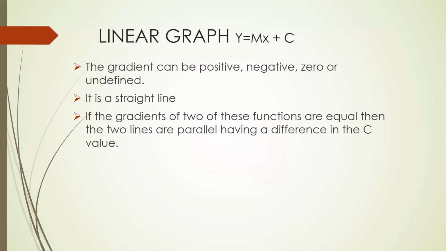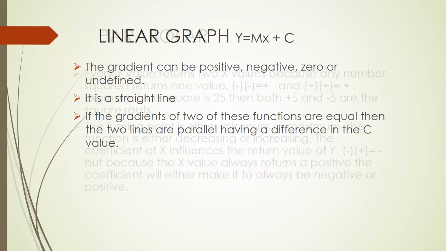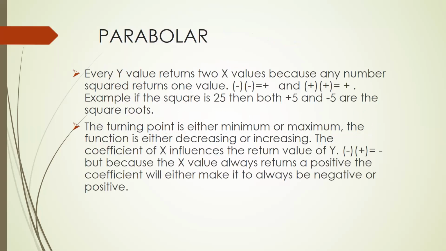But for now, if the gradient is the same, you get parallel lines. This is a very important graph, the parabola. Every y value returns 2 x values. The reason is that negative 5 times negative 5 will give you 25, and positive 5 times positive 5 will also give you 25.